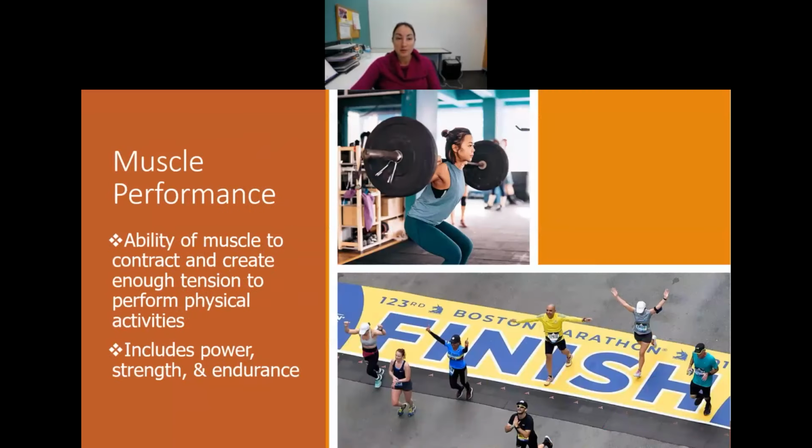Muscle performance is the ability of muscle to contract and create enough tension to perform a physical activity. It can include power, and remember the difference between just power and strength is power has a time component. So if you can lift 400 pounds, great. If you want to be a power lifter, you need to be able to pull it up quickly. That's really the difference between power and strength, how quickly you're able to do that activity, but endurance is the duration you're able to continue doing an activity.